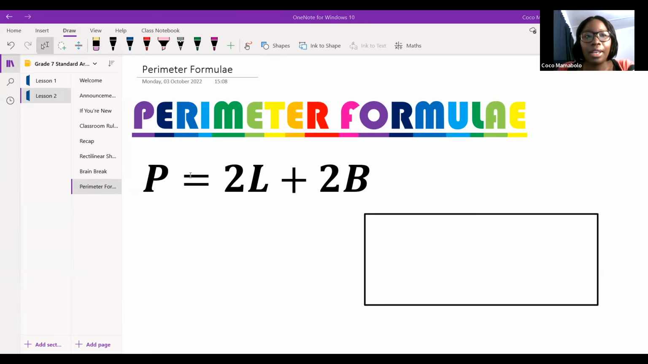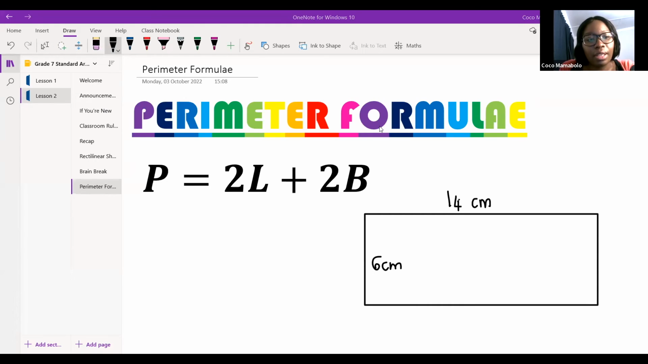Okay, now we're going to look at this shape over here. If I told you guys that this side was 14 centimeters long, and this side over here was 6 centimeters long, how would I calculate for the perimeter, guys? Tell me, what would I say? The way we've been doing it all this time. Yes, Nkaniso. Tell me, what am I going to write?